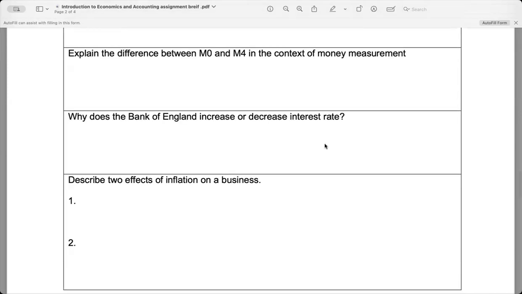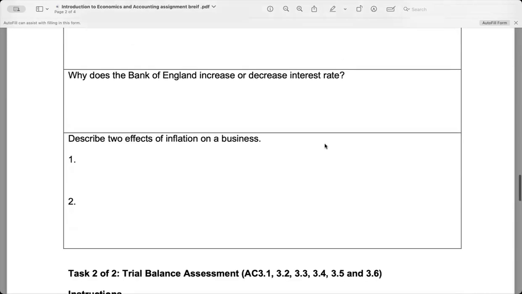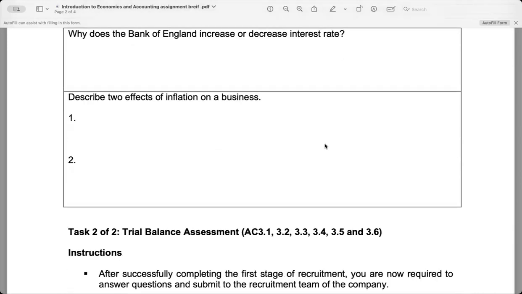Then explain the effect of exchange rate on businesses. You need to describe how fluctuation in exchange rate impacts businesses. Explain how a strong or weak currency affects exports and imports. Describe how exchange rates influence businesses, costs, and profitability.